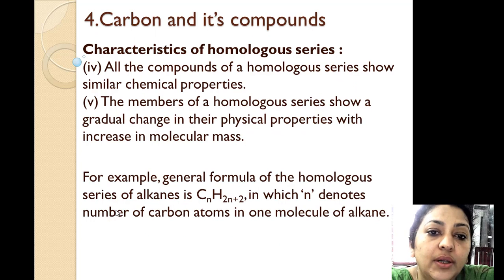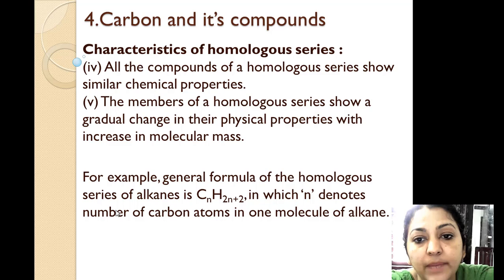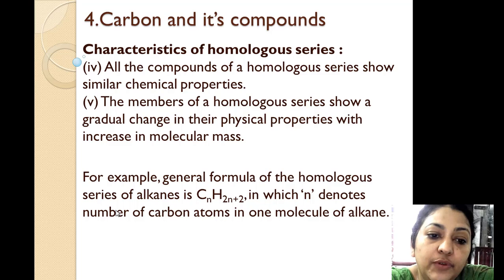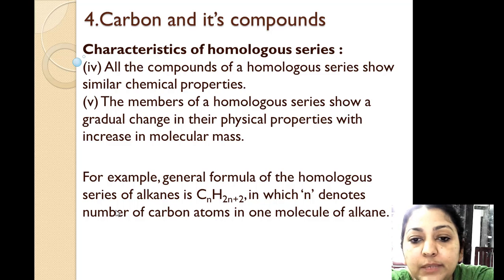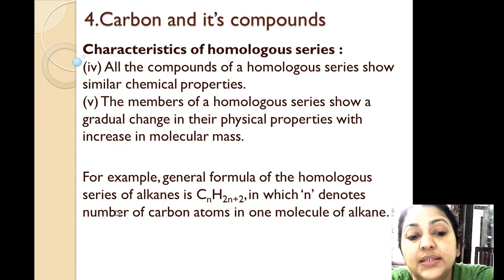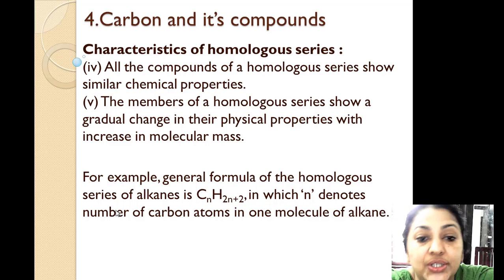Next, all the compounds of a homologous series show similar chemical properties. Why? Because they have the same functional groups. And the fifth one is, the members of a homologous series show a gradual change in their physical properties with increase in molecular mass. We know that boiling point, melting point, etc. show a gradation, a gradual change with the increase in molecular mass.